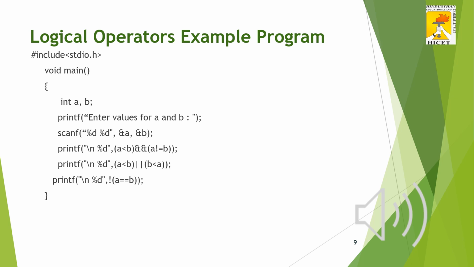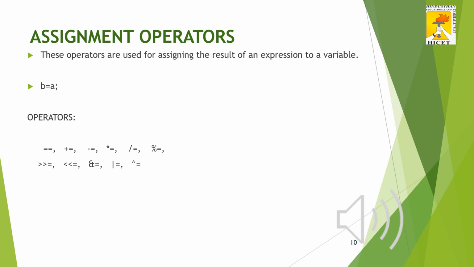This is a simple example of logical operators. In a single program, all three operators are used. We initialize two variables a and b, get the values for a and b from the user, and then compare the values.